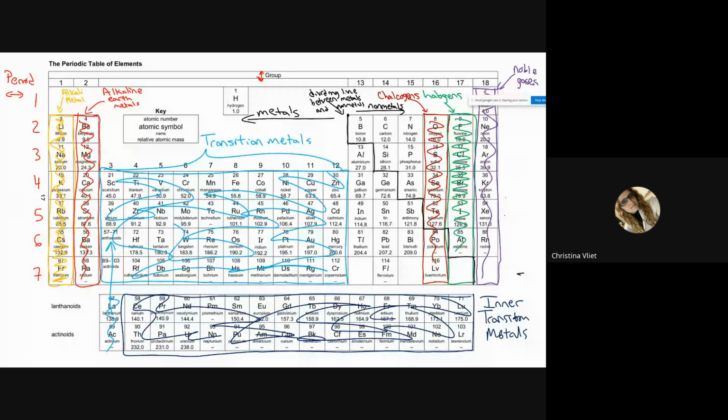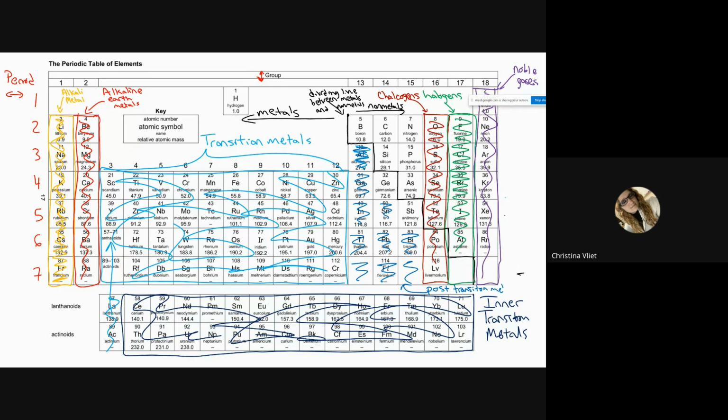The reason why I'm using it is because I need to identify one more section. There's one more section to identify before we move forward, and that's called the post-transition metals. So pick one different color if you can. And aluminum, gallium, indium, tin, lead, and bismuth. You include those. Those dark blue squigglies are called your post-transition metals.